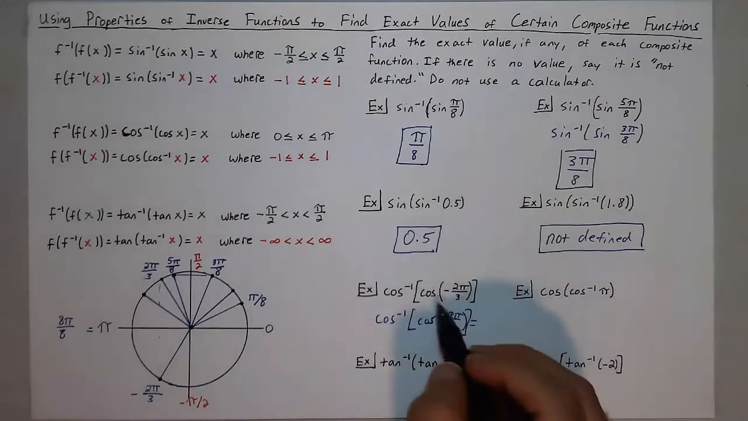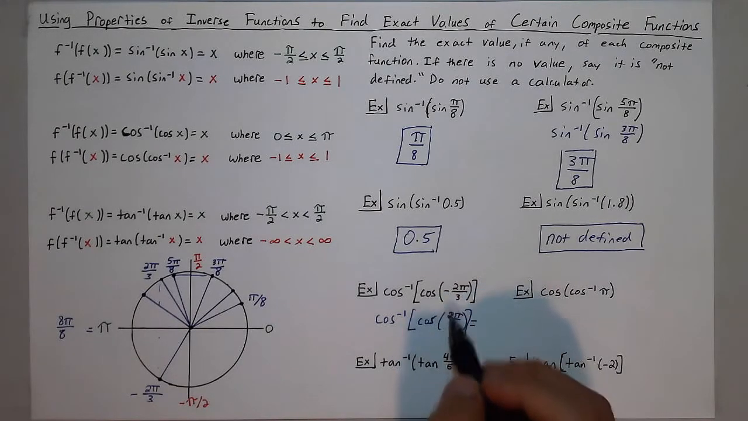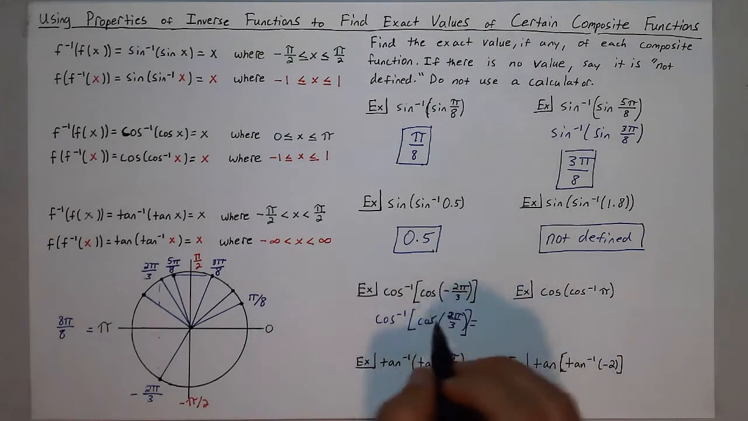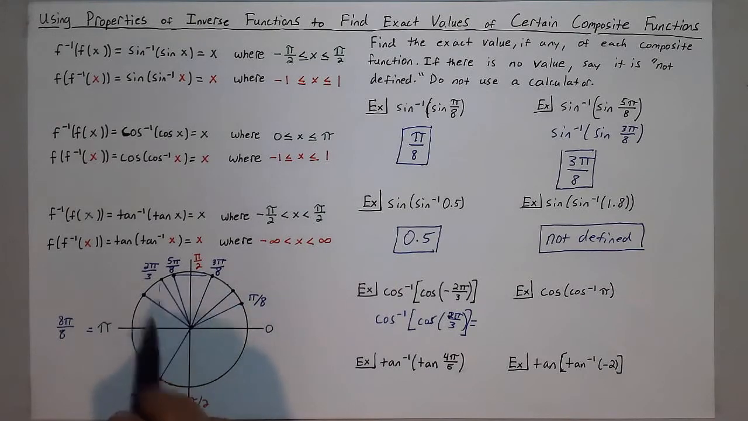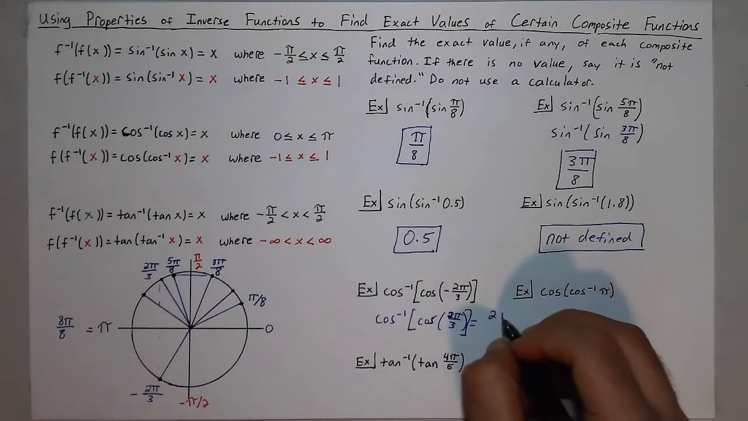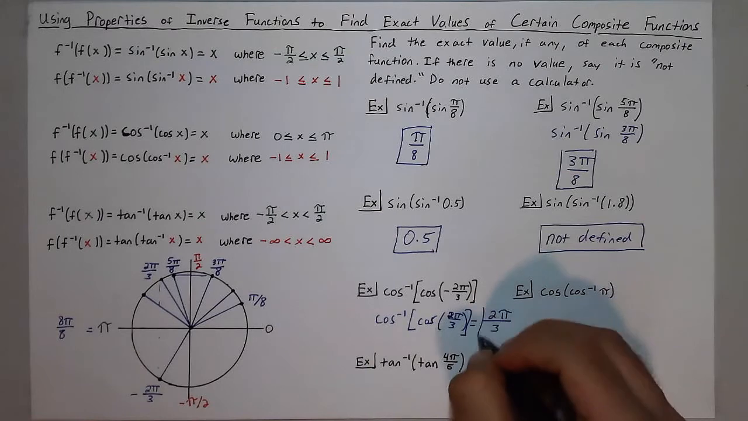You can also use the even-odd property of cosine to eliminate the negative, because it is an even function. But now that I have an angle that's within the range of cosine inverse, I can now just say the answer is 2 pi over 3.